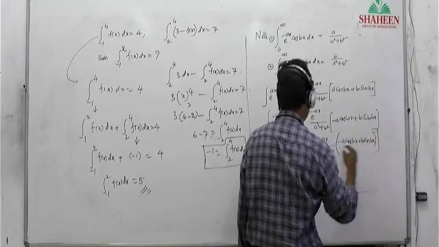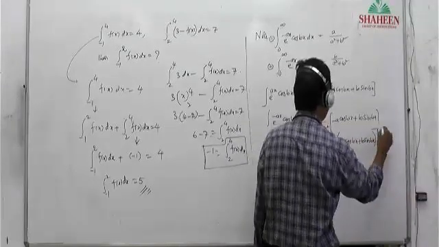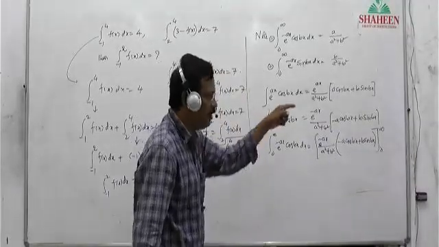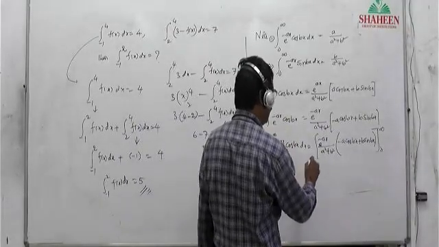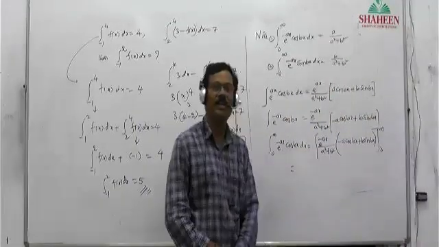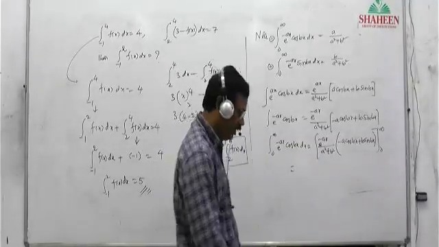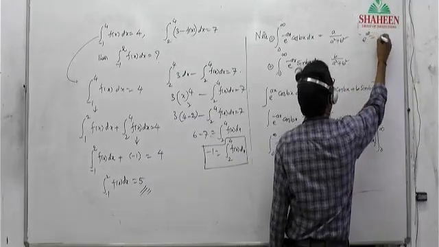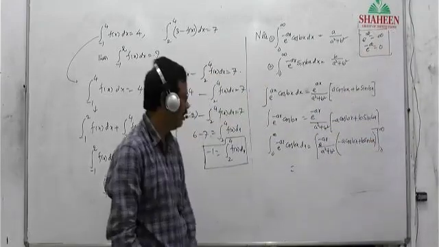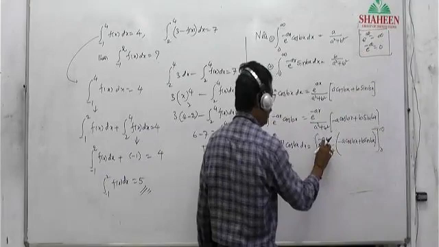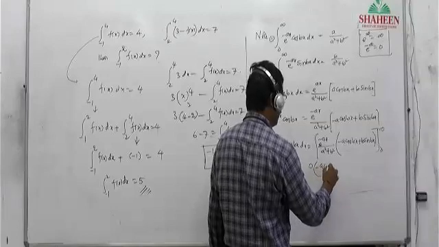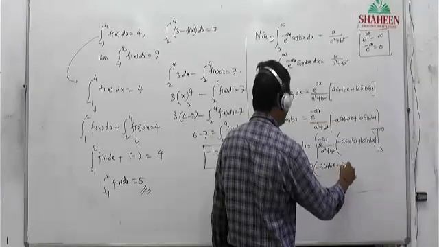Now the limits are from 0 to infinity. First keep the upper limit: wherever x is there, keep infinity. e power infinity is infinity, but e power minus infinity is 0. So putting x equal to infinity, e power minus infinity is 0, and 0 into minus a cos b infinity plus b sin b infinity.